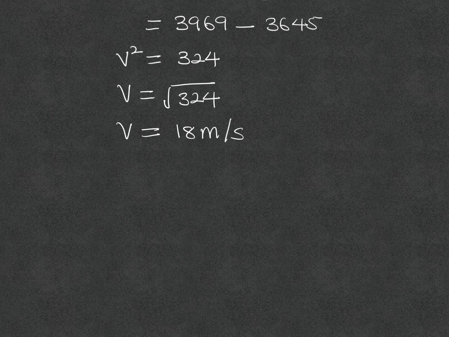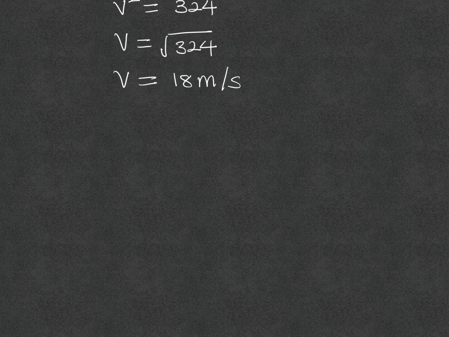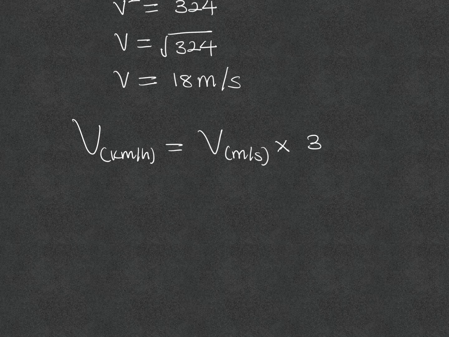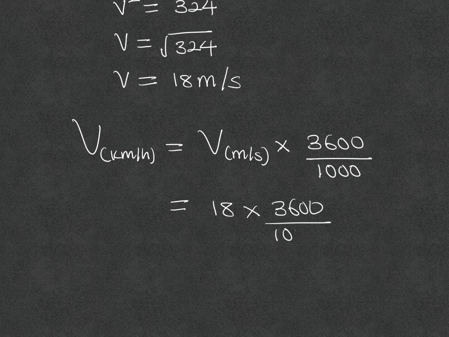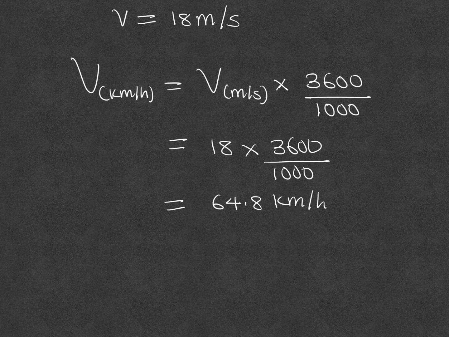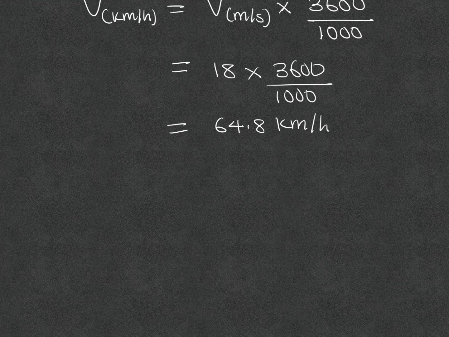Okay. Now, we have calculated v, but the question is asking us to express it in kilometers per hour. So the final velocity in kilometers per hour is equal to the final velocity in meters per second, multiplied by 3,600 divided by 1,000. So it is the opposite, okay? So that will be 18 multiplied by 3,600 divided by 1,000. So we will have 64.8 kilometers per hour.